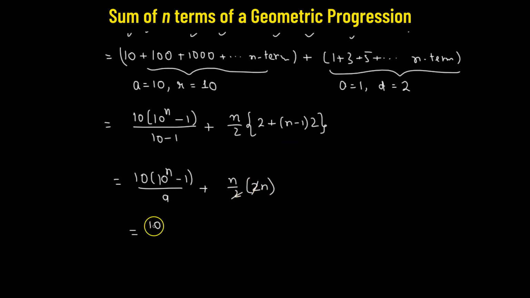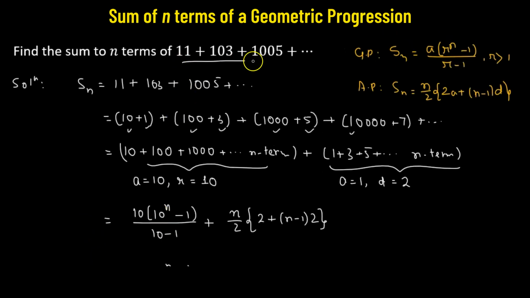So therefore we have 10 over 9 multiplied by 10 raised to the power of n minus 1, plus n squared. So this is going to be the sum up to the nth term of our given series, which is 11 plus 103 plus 1005 and so on.